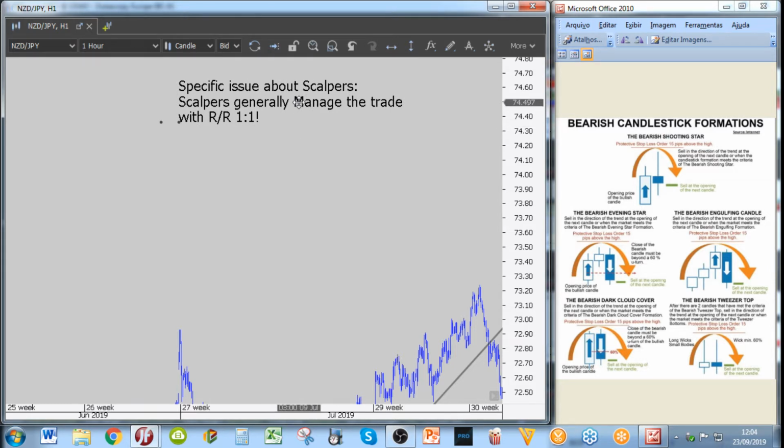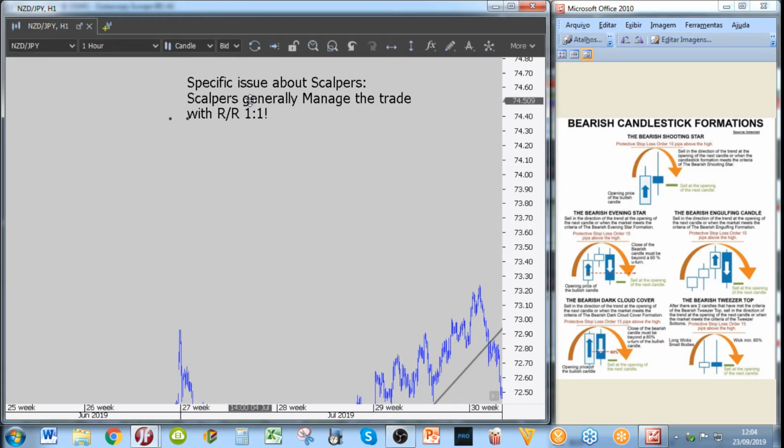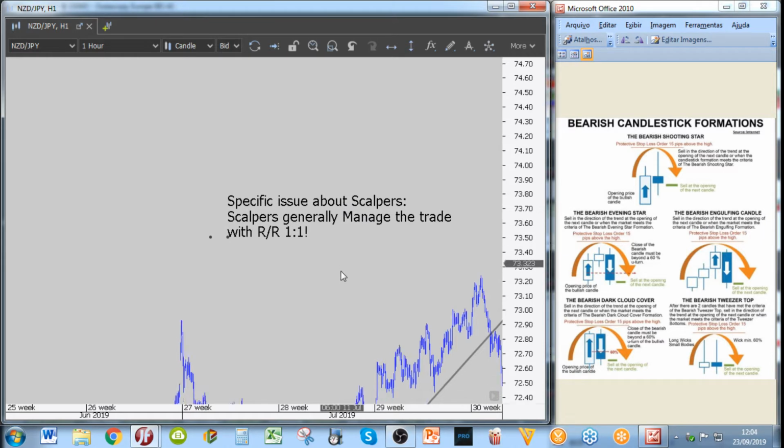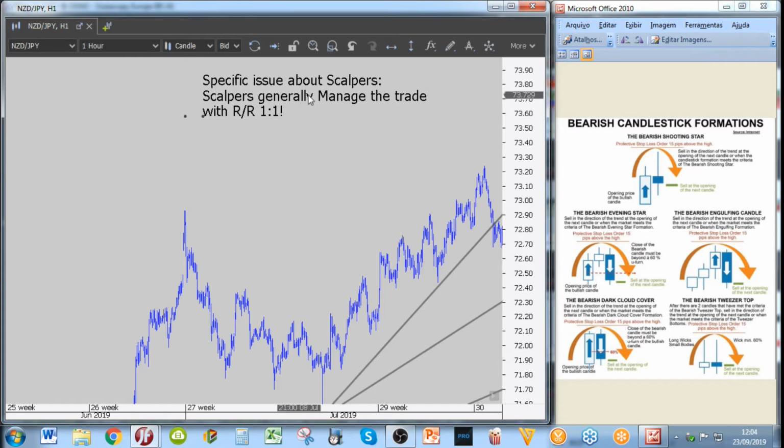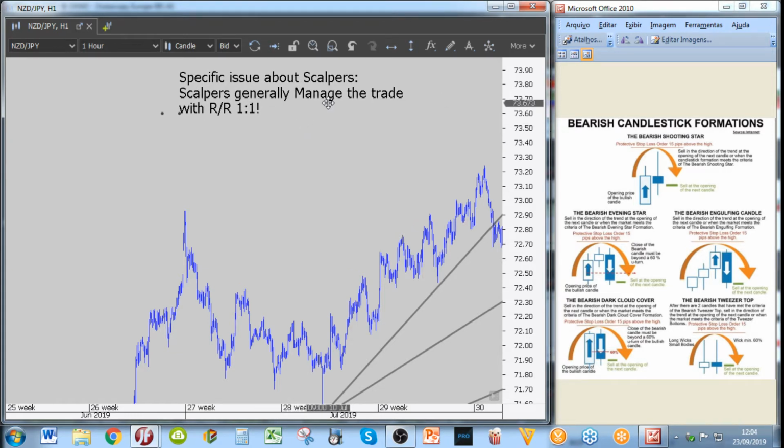So scalpers are a different style, like news trading is a different style, right? Scalpers generally manage the trade with risk reward ratio 1-to-1. Now, again, don't mix apples with bananas. Passion, but didn't you say that a minimum must be 1 per 2, better 1 for 3? Yes. Don't mix apples with bananas. We are talking about scalpers. Scalping is something different. So this is one.